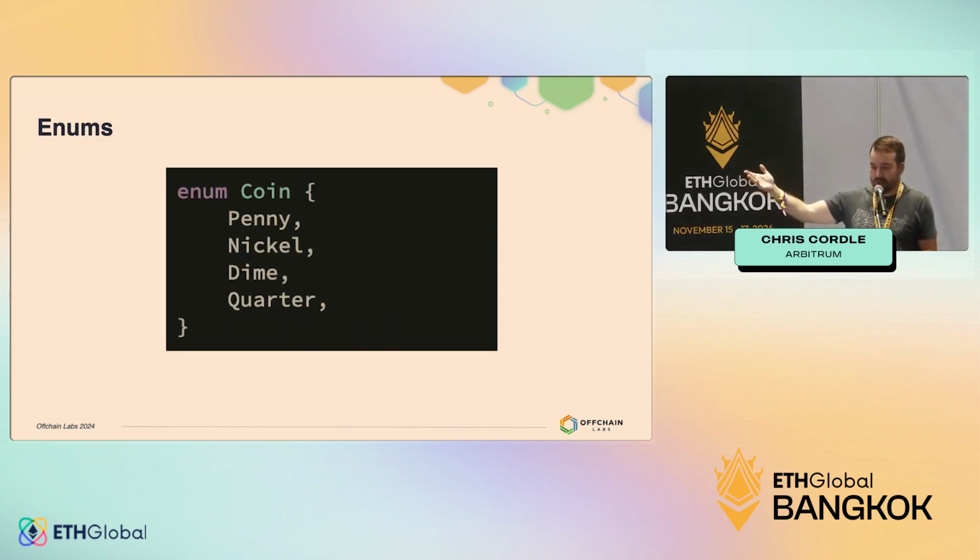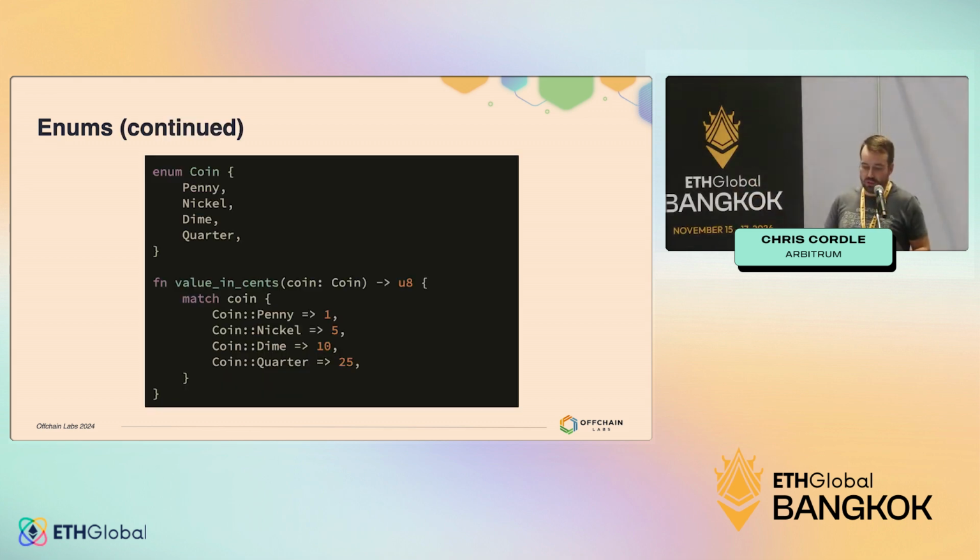Rust also has access to something called enums. Enums are very powerful in Rust. They're very simple to declare. You can also impl things for enums.